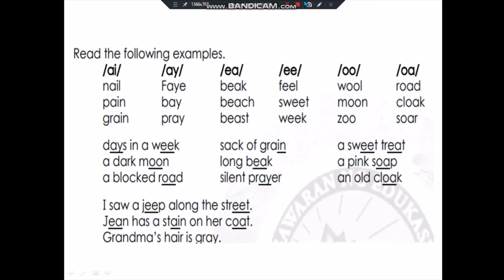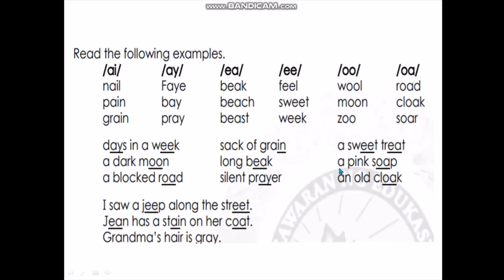Very good. So now let's read the phrases. Okay, now we read the words. Now let's read the phrases. The first one, days in a week, a dark moon, a block road. Now your turn to read this. Very good. Now let's have this part. Sack of grain, long beak, silent prayer. Your turn to read.